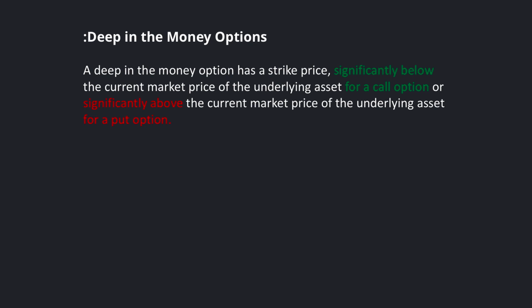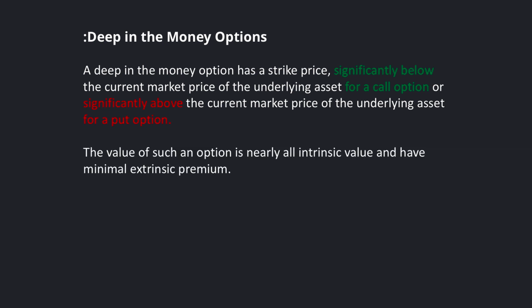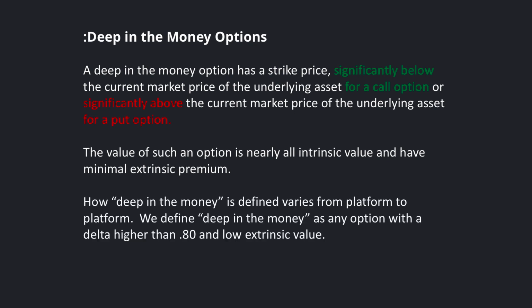Deep in the money options. A deep in the money option has a strike price significantly below the current market price of the underlying asset for a call option, or significantly above the current market price of the underlying asset for a put option. The value of such an option is nearly all intrinsic value and has minimal extrinsic premium.